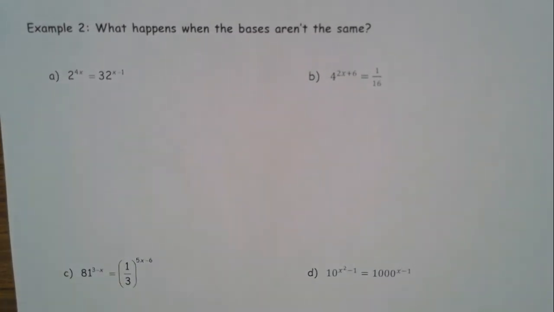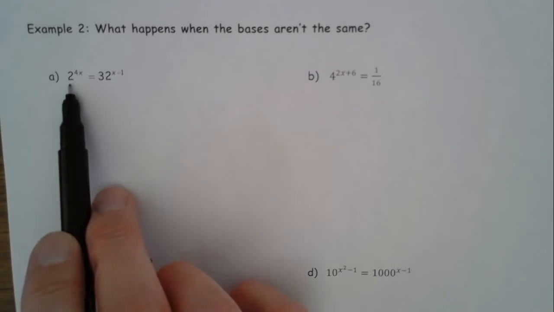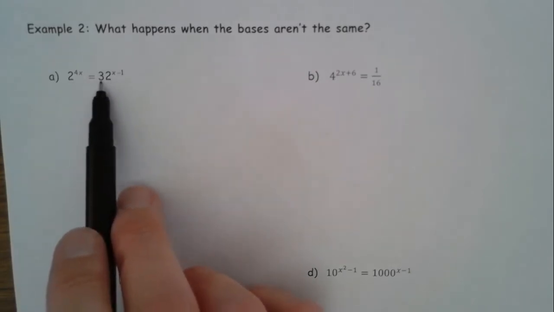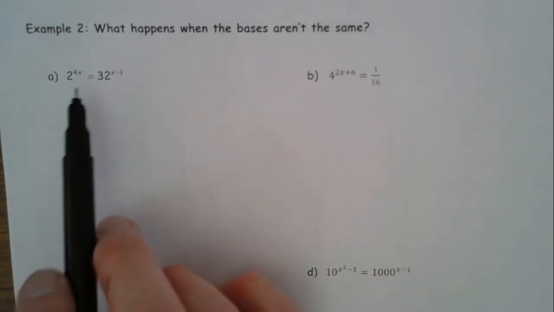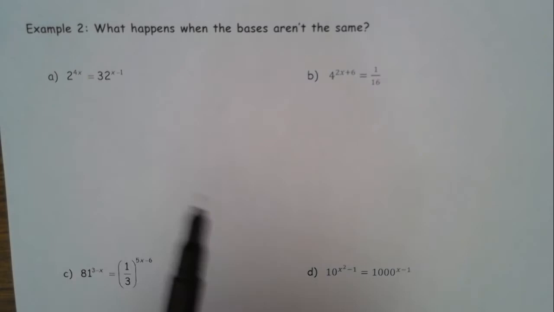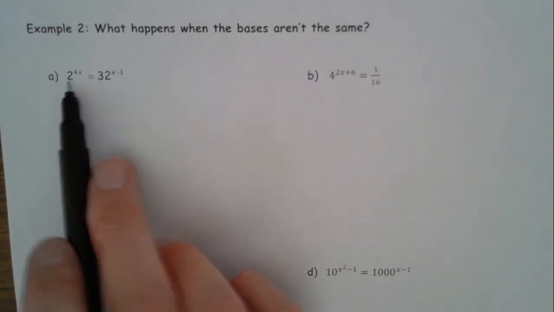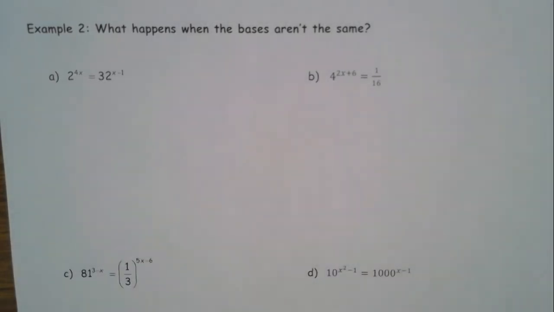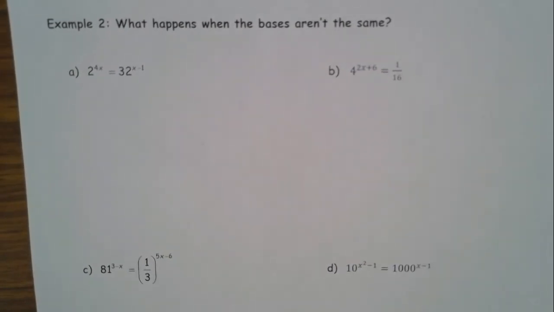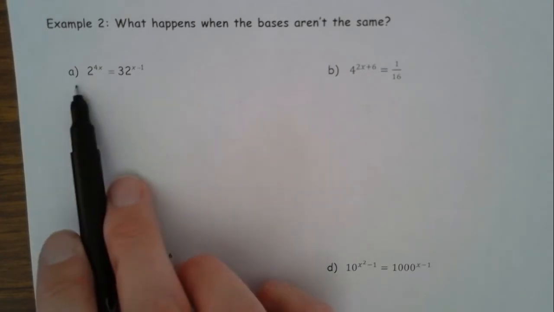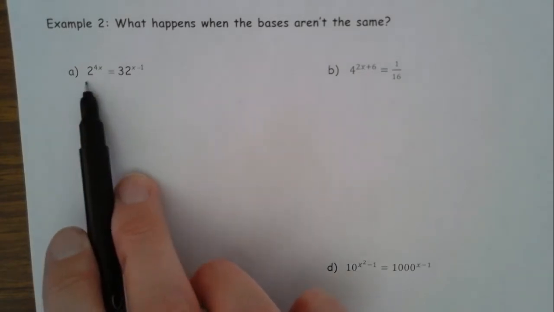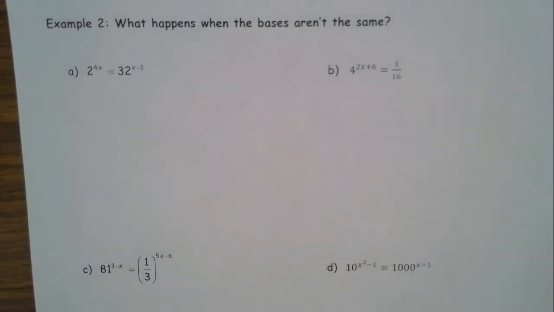So our next example has to do with, well, what happens when the bases on both sides of the equal sign aren't the same? So if we look on the left-hand side of example A, I've got a base of 2, but if I look on the right-hand side of example A, I've got a base of 32. So we're not able to directly use the property of equality here because the base on the left is not the same as the base on the right. So what we need to do in this case is we either need to write one side of the equation as the same base as the other, or sometimes we might need to rewrite both sides of the equation to get the same base on either side.